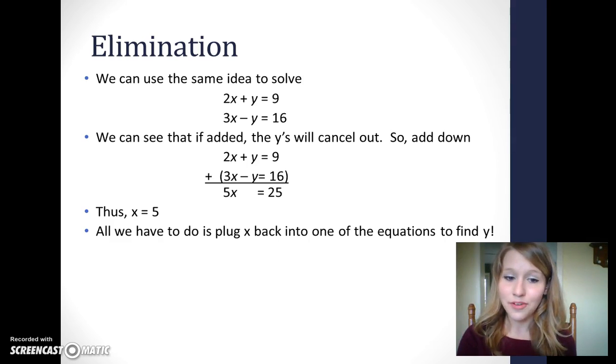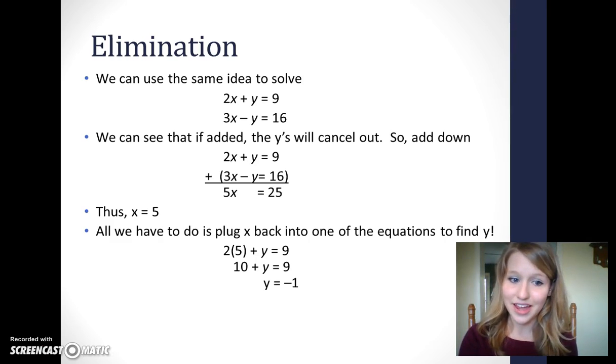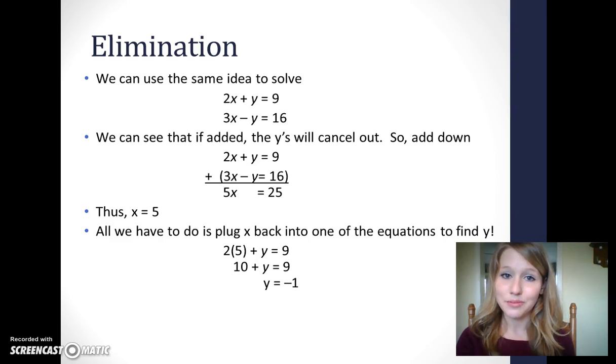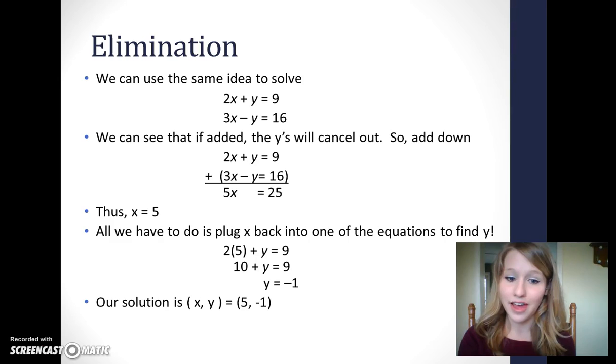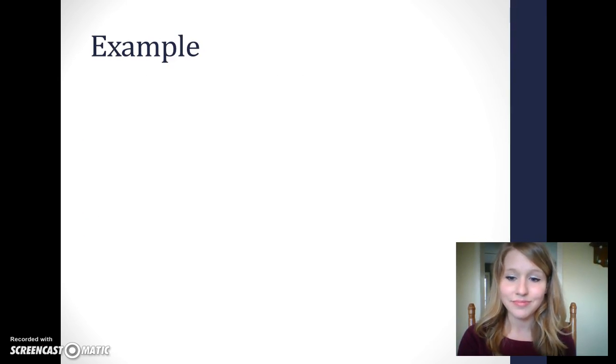Now that we have x equals 5, all we have to do is plug x back into one of our equations to solve for y. So if we pick our first equation, 2x plus y equals 9, and we know that x equals 5, then 2 times 5 plus y equals 9, which gives us 10 plus y equals 9. And if we subtract 10 from each side, we have y equals negative 1. So our solution (x, y) is equal to (5, negative 1).